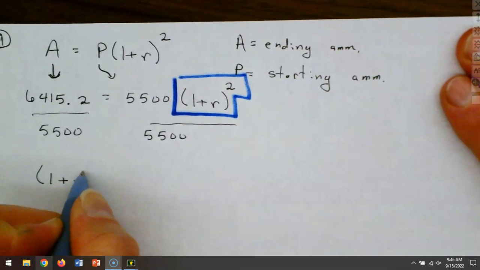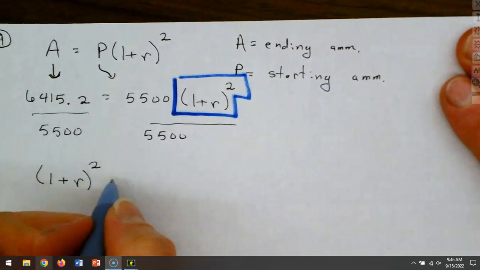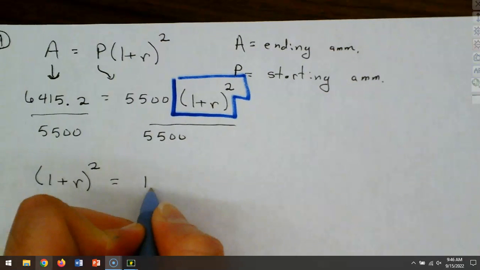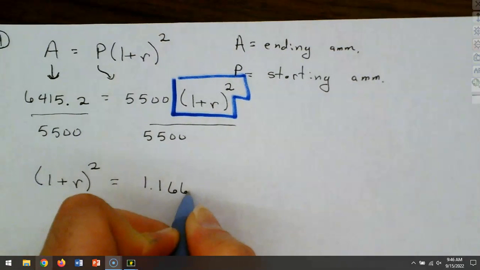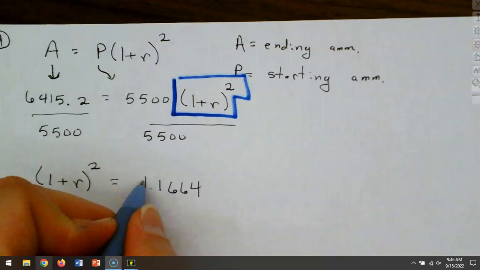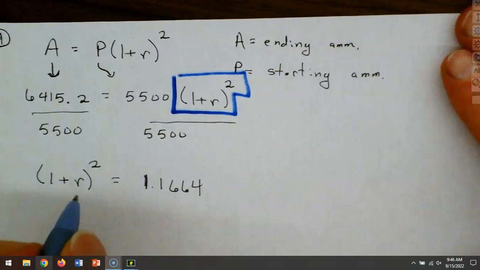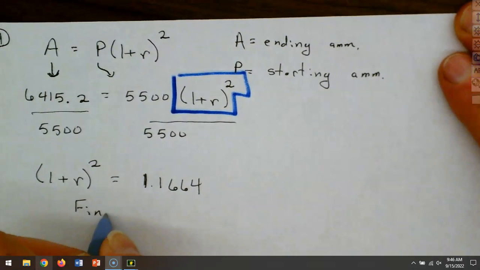Now I have (1 plus r) quantity squared equals, and we're going to divide out over here, $6,415.20. I'm going to divide that by 5,500. And that gives me now 1.1664. So all I did was I divided here, and I got to that point. Now, I am not going to finish it. You can finish it.